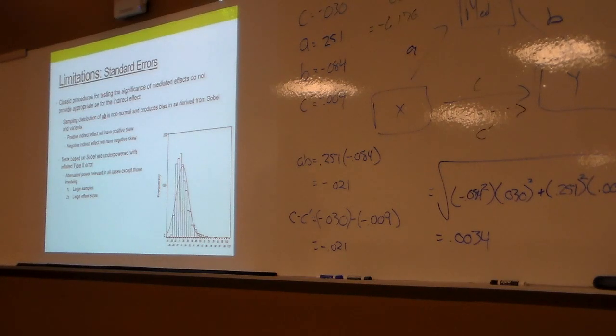And what ends up happening is that the z-test calculated using my Sobel is underpowered. I have inflated type 2 error in cases, unless I'm working with really large samples or really large effect sizes. My Sobel test is not going to be sensitive. It's going to fail to reject the null more often than it should. Okay. So my Sobel test is underpowered.